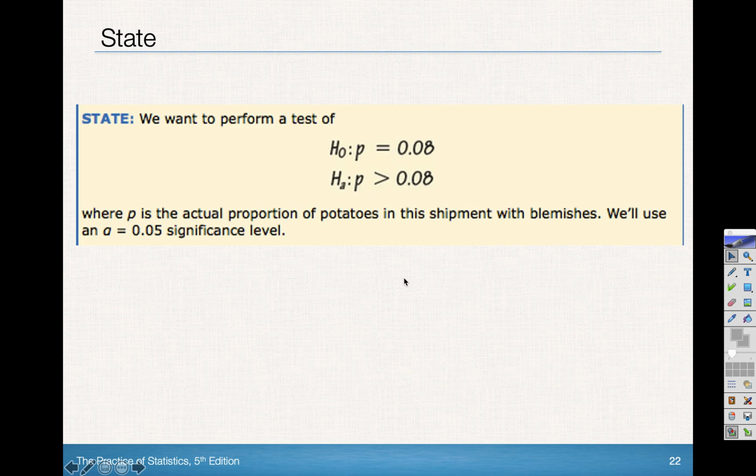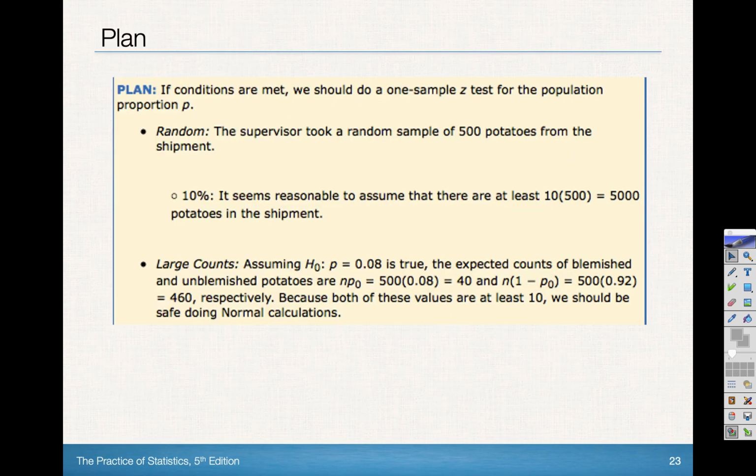In our planning section, we are going to name the inference test we're going to do, which is a 1 proportion z test. We're going to check all 3 conditions. This was a random sample of 500 potatoes. We are going to check our 10% rule. We are going to assume that there are more than 5,000 potatoes in this shipment. And then our large counts condition, we're going to do 500 times 0.08 and 500 times 0.92. Both of those values are bigger than 10, so it's safe to use a normal calculation because our sampling distribution will be approximately normal.